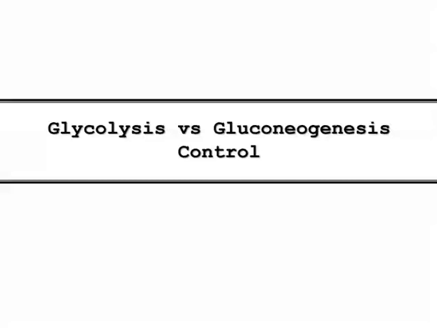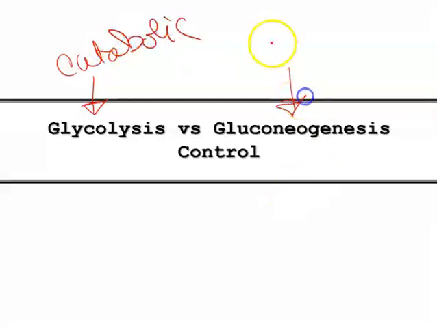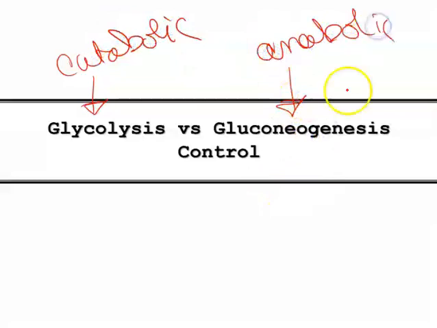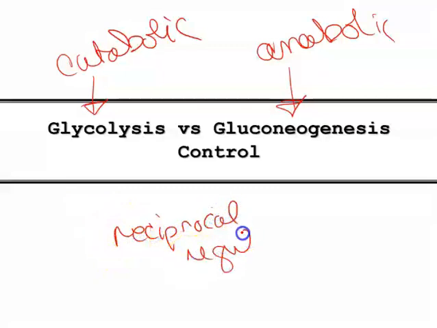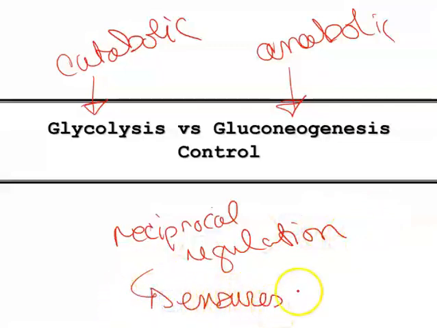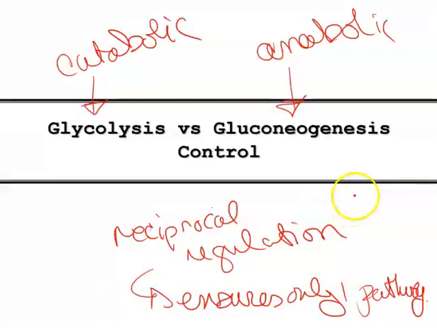Now we're looking at the reciprocal control of glycolysis and gluconeogenesis. Very quickly, glycolysis is a catabolic process. Gluconeogenesis is an anabolic process. And so, in order to have efficient running of the cell, we have to perform reciprocal regulation. And this reciprocal regulation ensures only one pathway is running at any particular time to avoid a futile cycle.